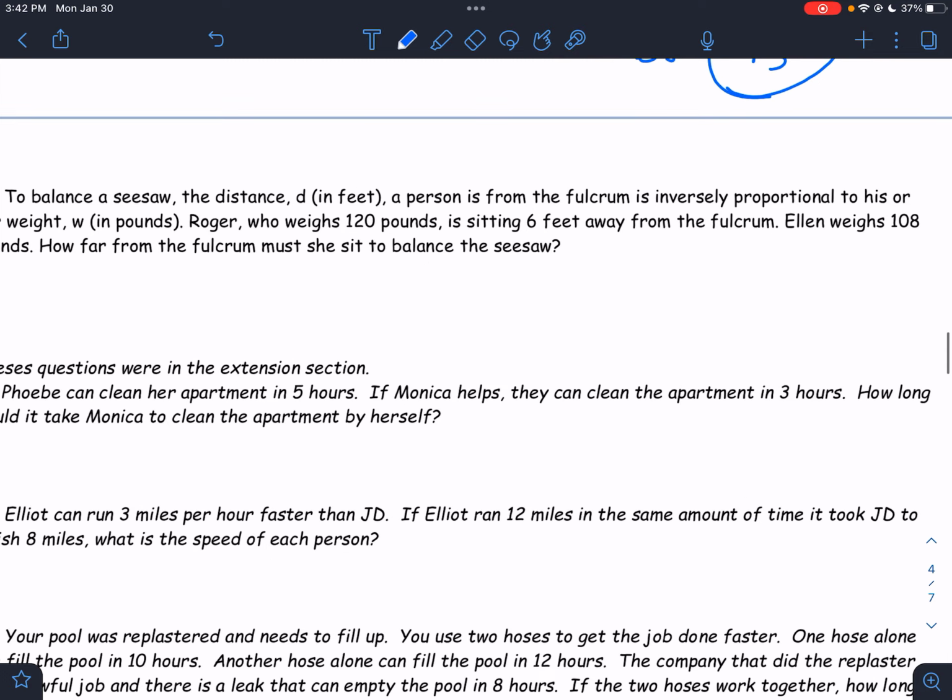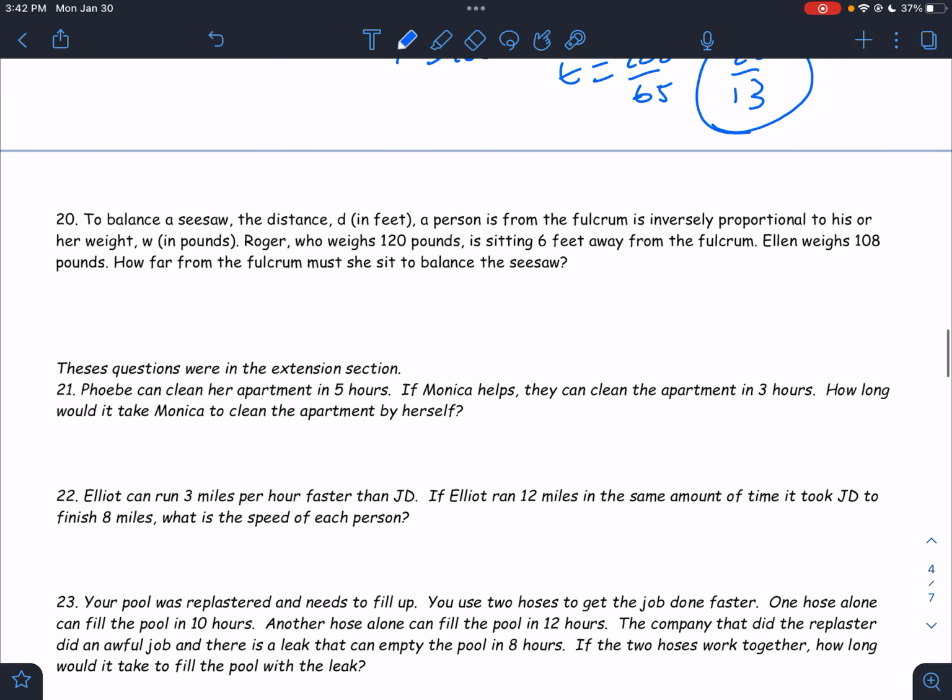To balance a seesaw, the distance a person is from the fulcrum is inversely proportional to his or her weight. The distance is inversely proportional to weight. Roger weighs 120 pounds and is sitting 6 feet away. So that means K equals 6 times 120, which is 720. Ellen weighs 108. Oh, we know K now. How far from the fulcrum does she need to sit to balance the seesaw? Oh man, they're gonna make me do this.